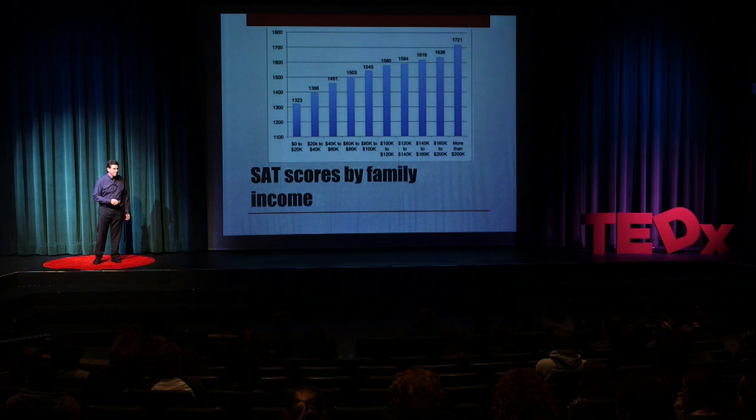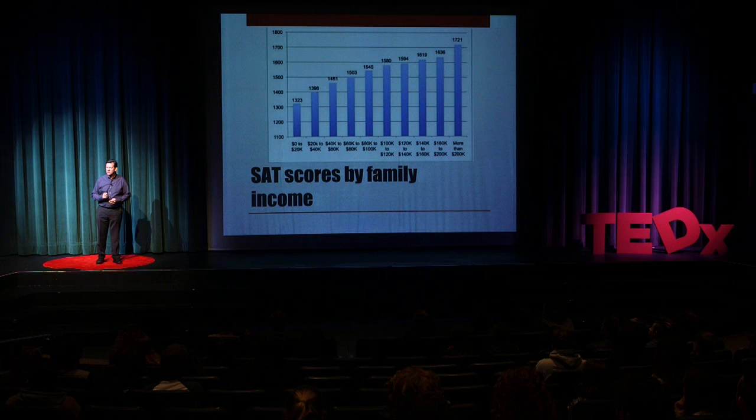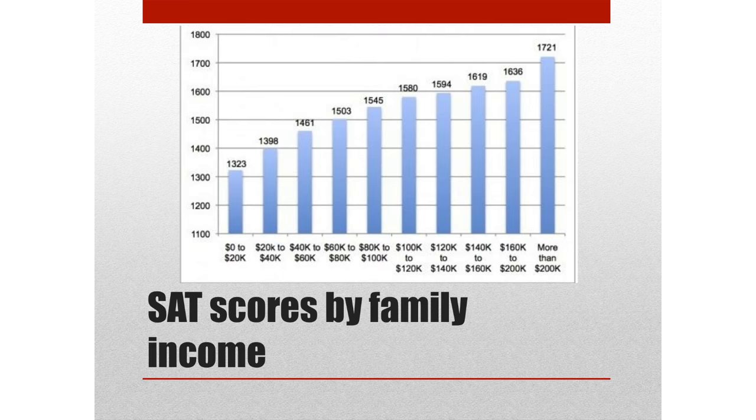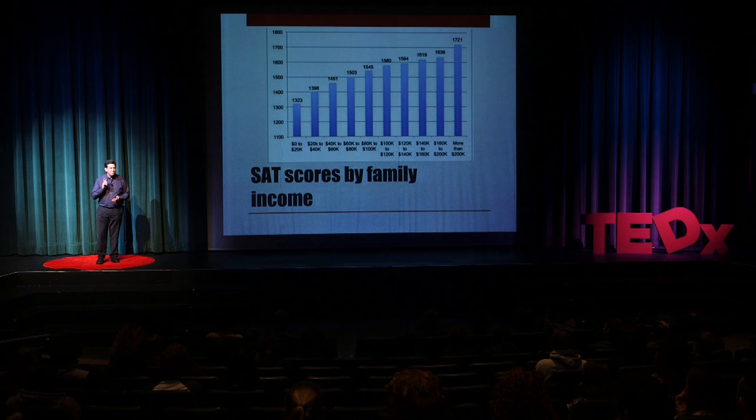It might not be a surprise to anybody here that students from higher socioeconomic environments score higher on SAT scores than students from low socioeconomic environments. Take a look at the chart that's up here. You can see that students from higher socioeconomic environments certainly score higher, according to the College Board, than low socioeconomic students. In fact, the number one predictor of SAT scores is parent income.